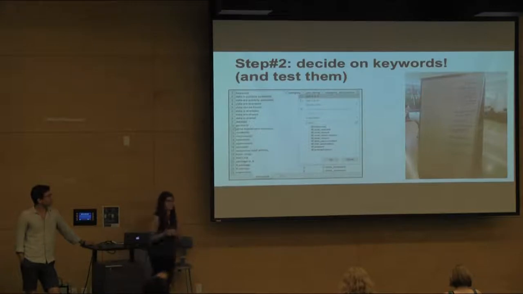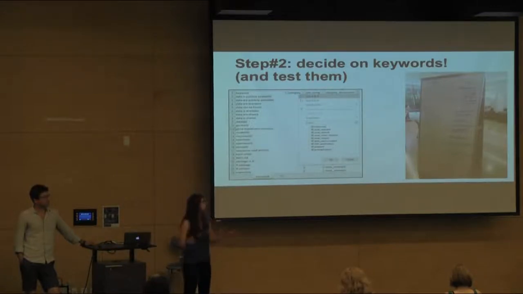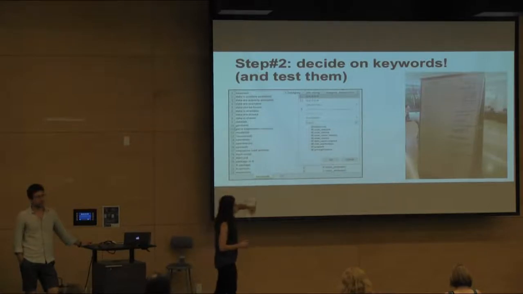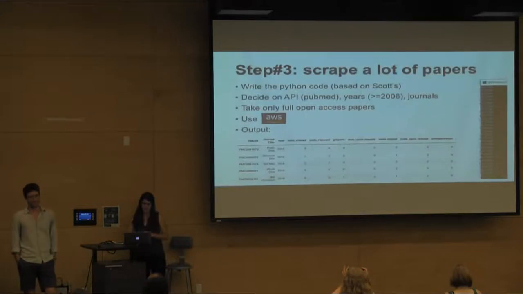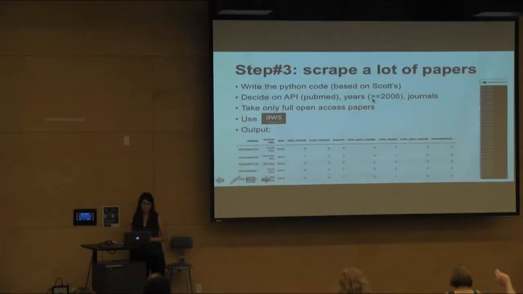Then we needed to decide on keywords. What are we going to look for inside papers in order to know that they share data, code, or whatever. So we talked about it a lot, used the whiteboard, and did a lot of Excel sheets. Then we scraped a lot of papers. So we needed to write Python code based on something that Scott did before.